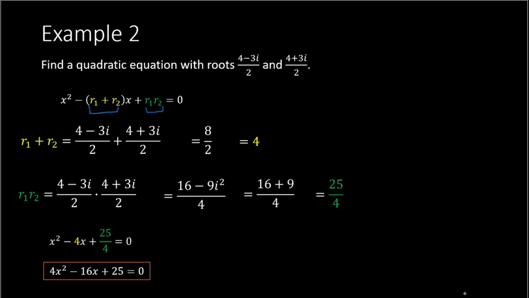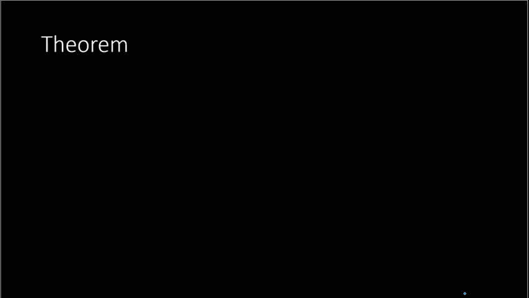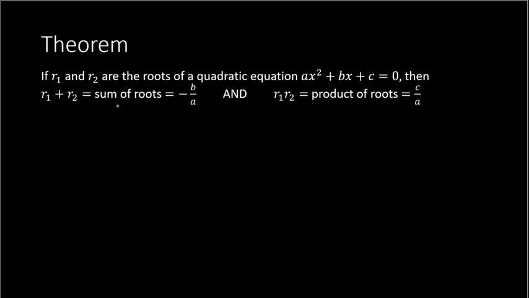Next, we have another theorem. This theorem we're going to present to you, and then we will prove that it's true in a moment. So the theorem says that if R1 and R2 are the roots of a quadratic equation, and the quadratic equation is ax squared plus bx plus c equals 0, then the sum of the roots would equal negative b over a, and the product of the roots would equal c over a. So we're going to prove this to be true, and then we'll explain how we can use this.